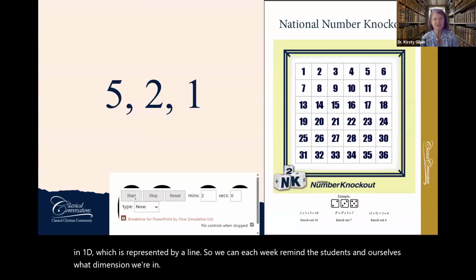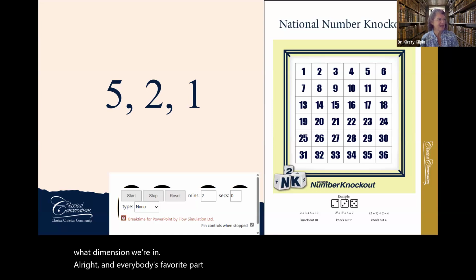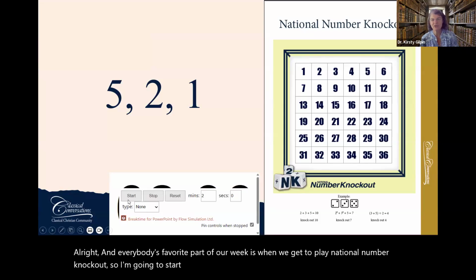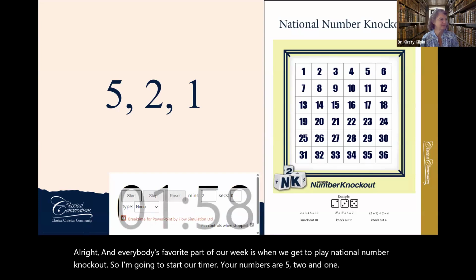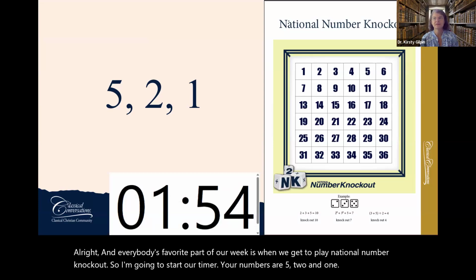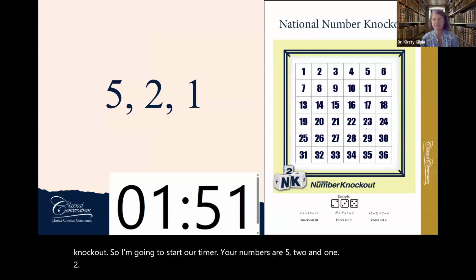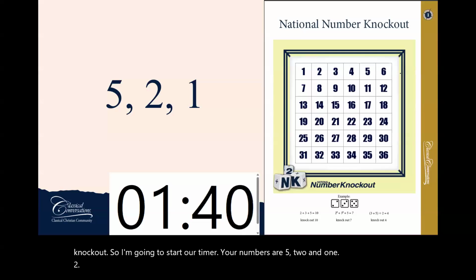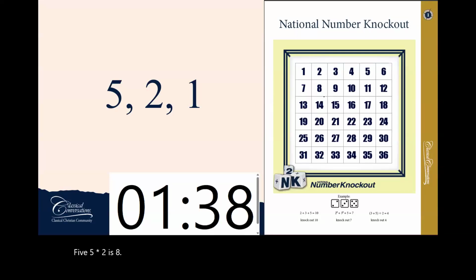All right, and everybody's favorite part of our week is when we get to play National Number Knockout. So I'm going to start our timer. Your numbers are 5, 2, and 1. Five times two plus 1 is 11.